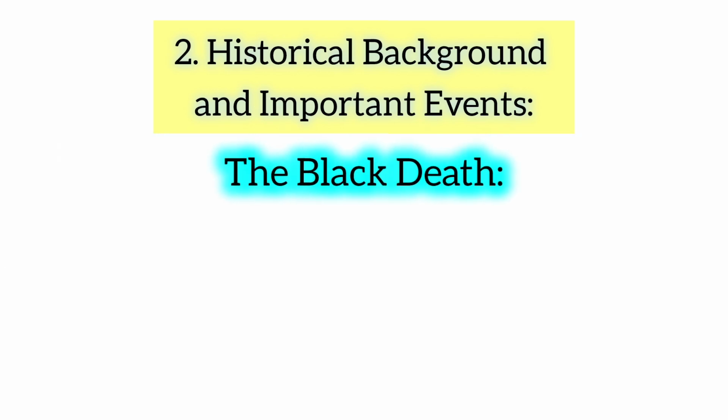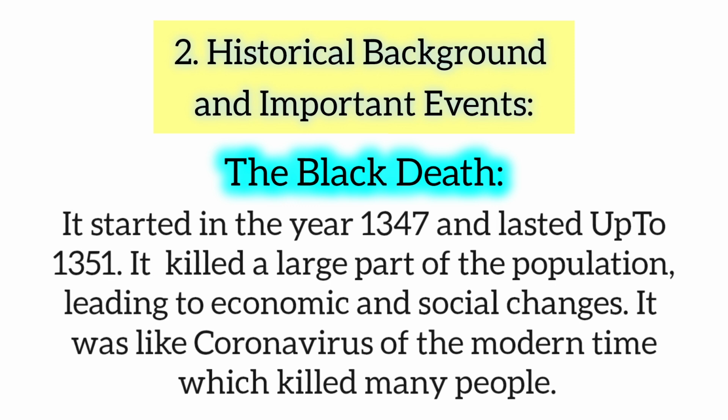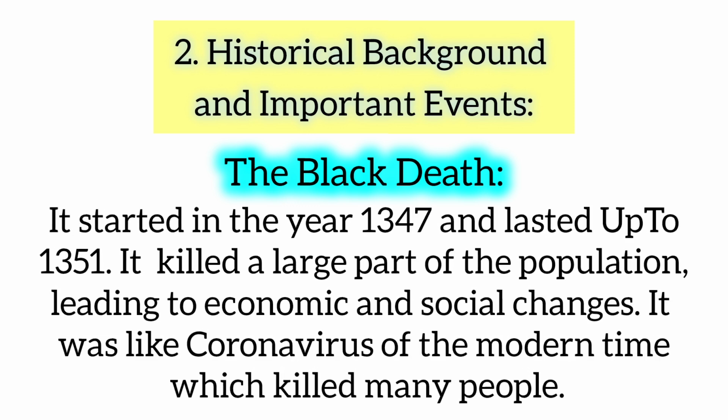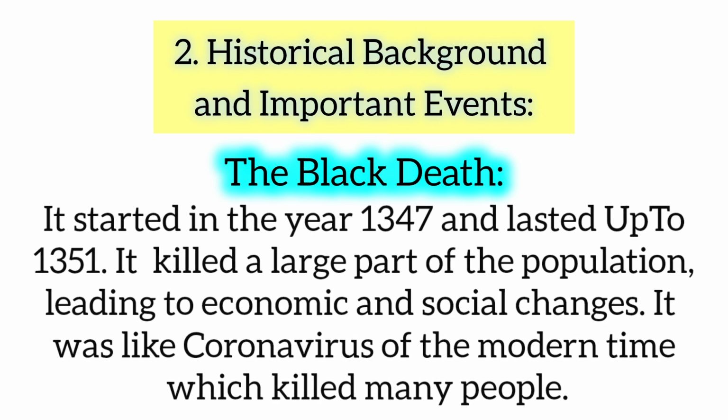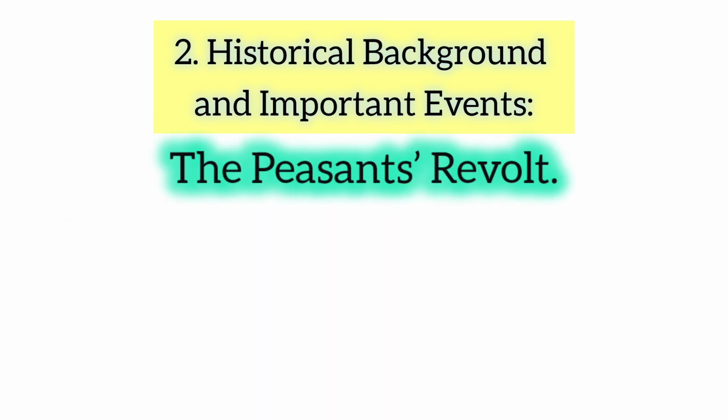Similarly, the next important event was a disease called the Black Death. It started in the year 1347 AD and lasted up to 1351 AD. It killed a large part of the population, leading to economic and social changes. You can say it was like coronavirus of the modern time, which killed so many people and led to economic and social changes. The next important event was the Peasants Revolt.